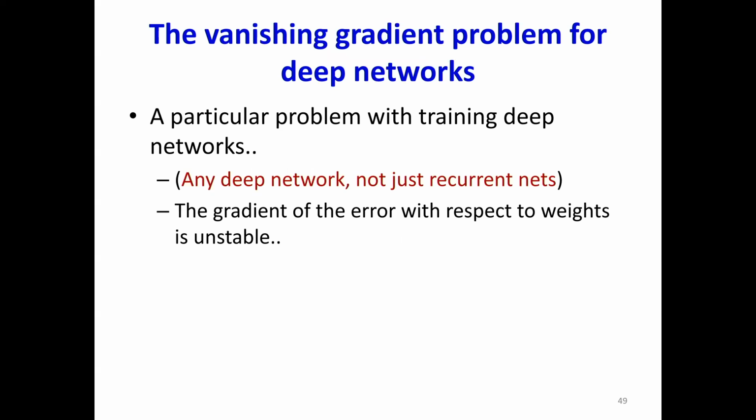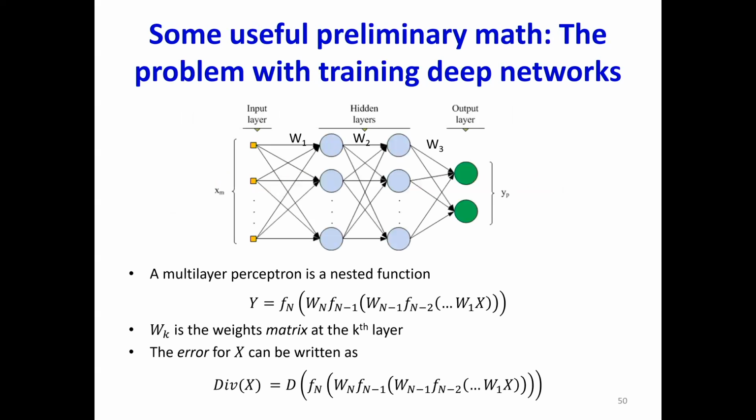Here's another problem. Some of you have alluded to this in past classes, and you might have encountered it in your homeworks: the problem of vanishing gradients. Now, what exactly is the problem of vanishing gradients and why does it happen? This is true not just for recurrent networks, it's true for any sufficiently deep network. The gradient of the loss with respect to the weights is going to be unstable. Why so? Consider any network of this kind.